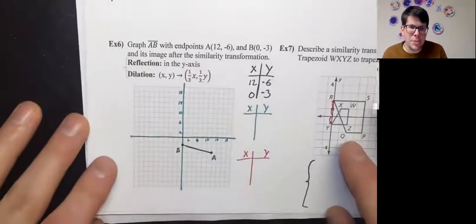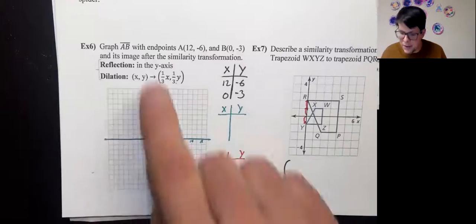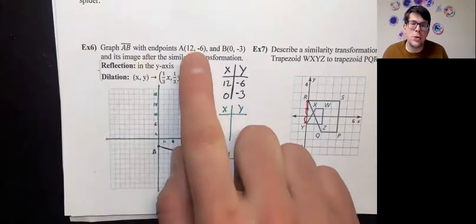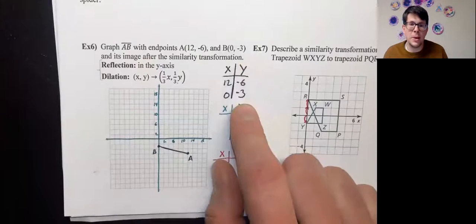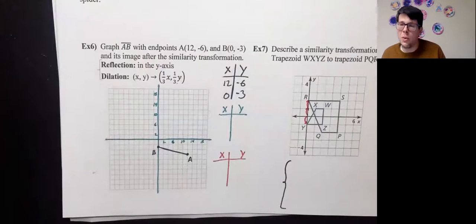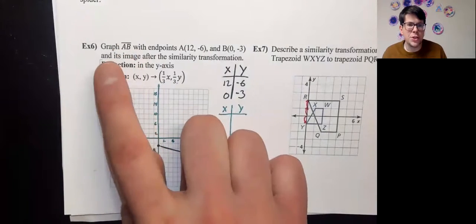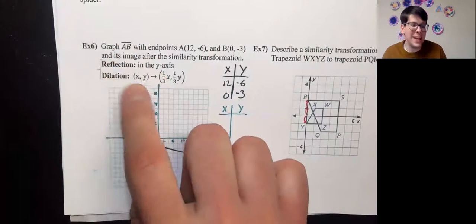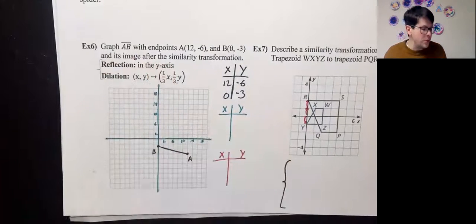Let's take a look at example number 6 right here. So now example number 6 is going to be about a segment. So we have segment AB, and the 2 endpoints for the segment are listed right here. I've already drawn mine and I've built my table for it. So the reason that I wanted to go over this one with you is because I want you to notice that it's actually got 2 parts to it. So there is a reflection that we need to perform and a dilation that we're going to perform as well. So let's see if we can do both of those things.